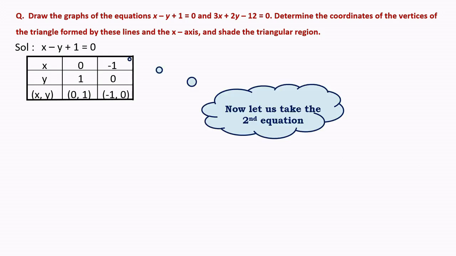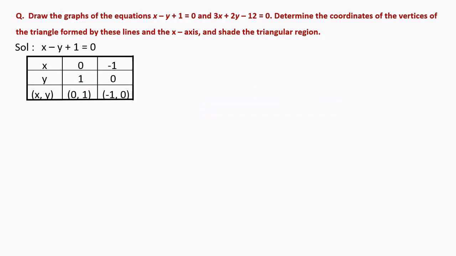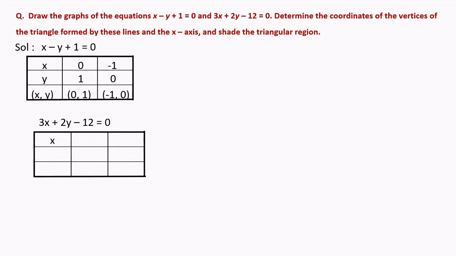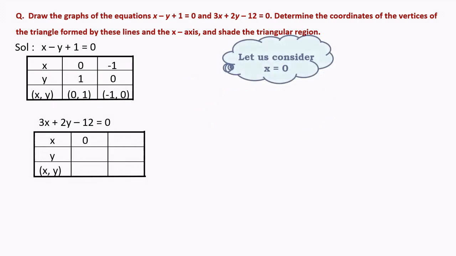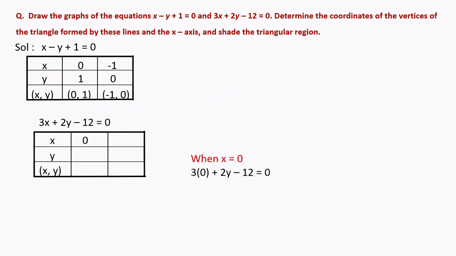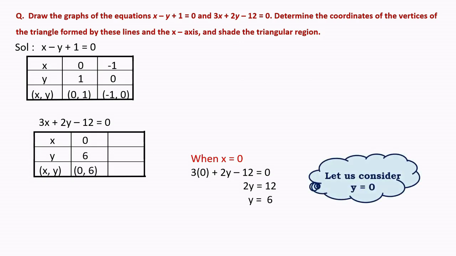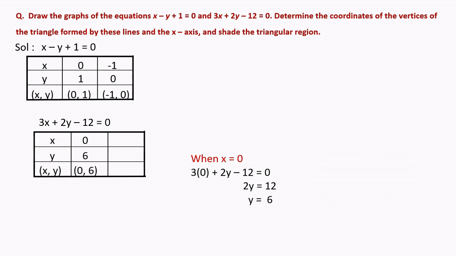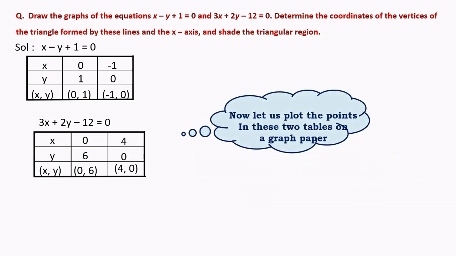Now, take the second equation, 3x plus 2y minus 12 equals 0. When x is 0, we get 2y equals 12, so y is 6. So, the point is (0, 6). When y is 0, we get 3x equals 12, so x is 4. So, the point is (4, 0). Next, plot all these points on the graph and draw the two straight lines.